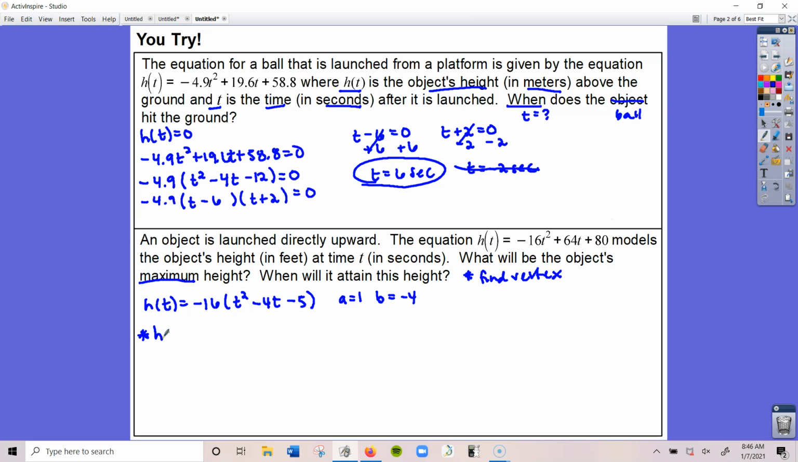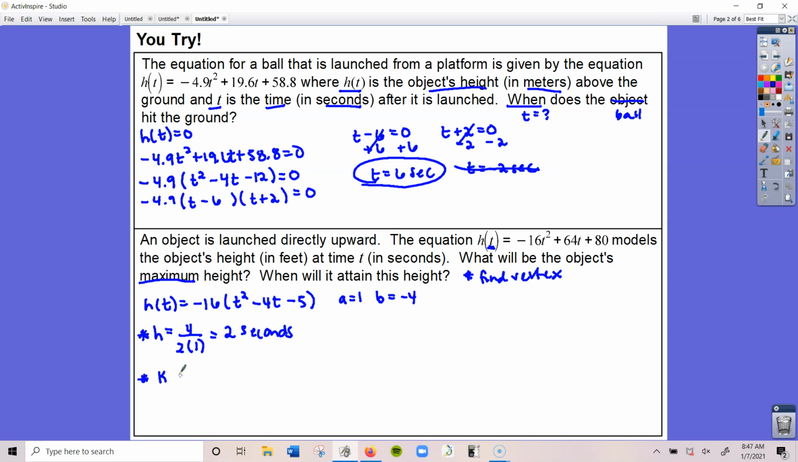So remember that h is found by dividing negative b over 2a. In this case, negative b would be a positive 4 over 2 times a, which is 1. 4 divided by 2 is 2. So this represents a t value, since remember that h is the x, and the x here is not x, but t. So at 2 seconds, the object will reach its maximum height.